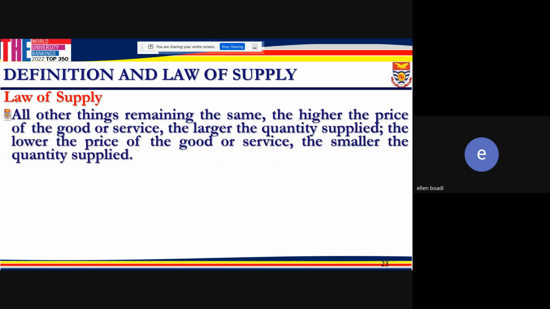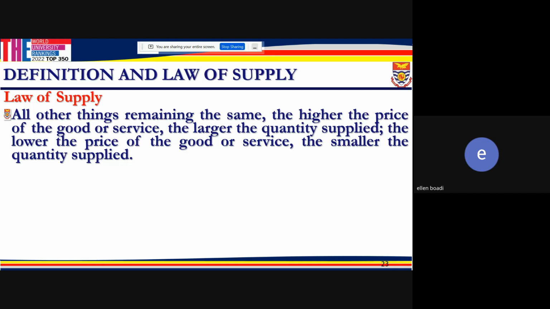When prices are high, producers or suppliers would want to offer more for sale. So that leads us to the law of supply. The law of supply says that all things being equal, the higher the price of a commodity, the higher the quantity that is supplied, and the lower the price of the commodity, the lower the quantity supplied. This means that there's a positive relationship between price and quantity.